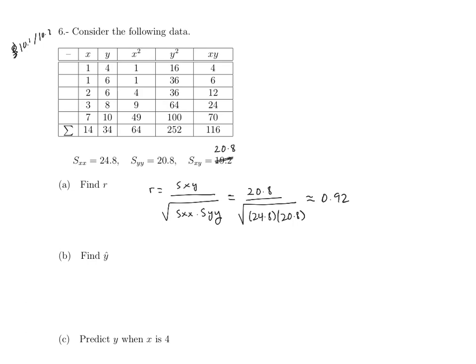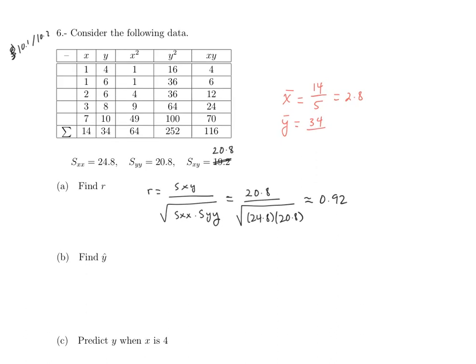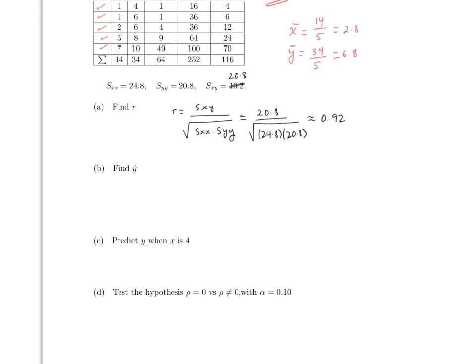For part B and part C, we're going to need to know what x bar and y bar are. x bar is 14 divided by 5, which is 2.8, and y bar is 34 divided by 5, which is around 6.8. Remember, here the value for n is 5 because you have 5 points: 1, 2, 3, 4, 5. Okay, so this is the correlation, which remember has to be between -1 and 1.